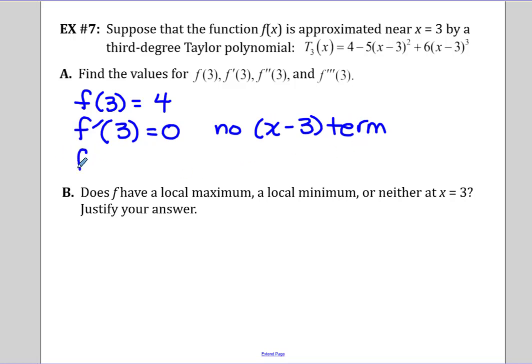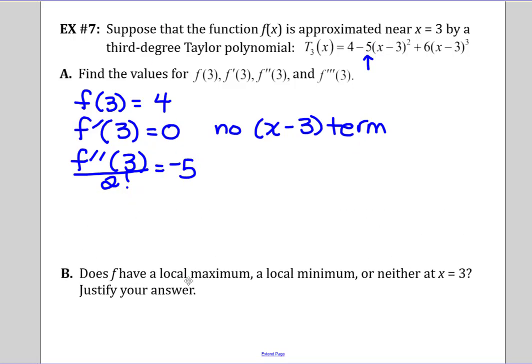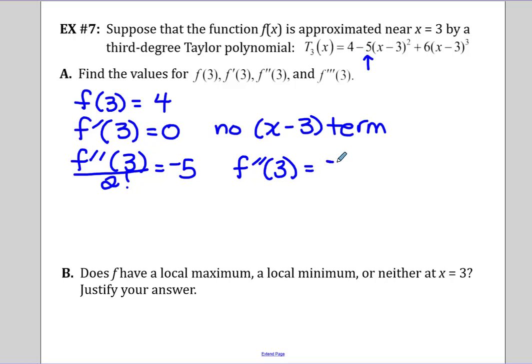Next, our second derivative at 3 divided by 2 factorial would have to be this number here, negative 5, because that's our second degree term. And f double prime of 3 would have to be negative 5 times 2 factorial, which is 2 times 1. So our f double prime of 3 would have to be negative 10.